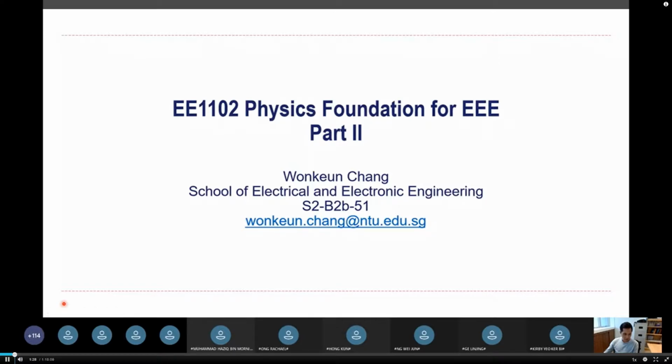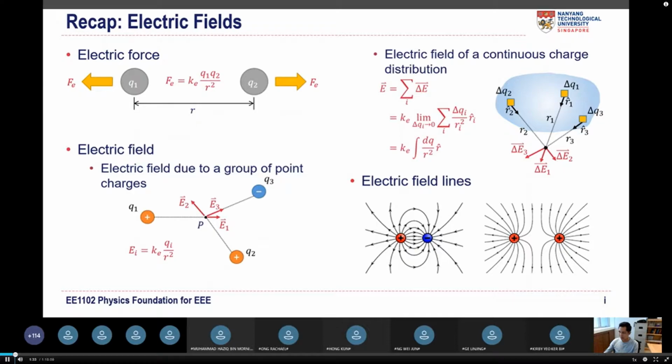So we continue on with the second part of the course. Just a quick recap on what we did last week. We looked at electric force. When you have two charges, whether they are of the same charge or opposite charge, there will be a force acting between them. If they are of the same charge, the force pushes them against each other, like in the picture here. If they are of opposite charge, then there will be a force attracting them.